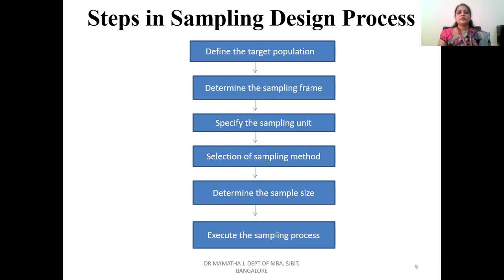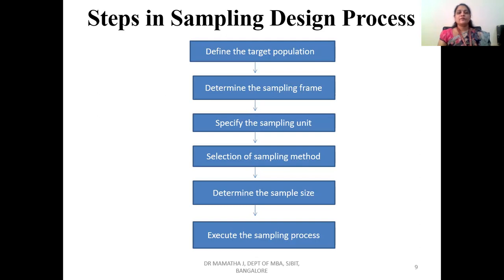Okay, so first start with defining the target population. So who are your target population? The elements, the units which you want to study, which you want to include under your study. Those are called your target population. As I told you, it might be customers, employees, students, teachers, anybody for that matter will be your target population. Once you have defined it, you have to define the sampling frame.